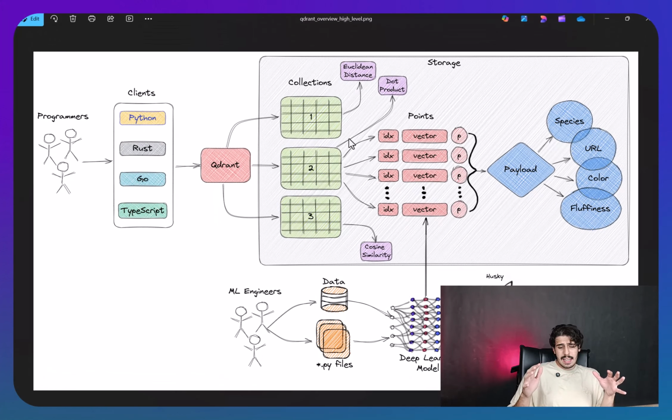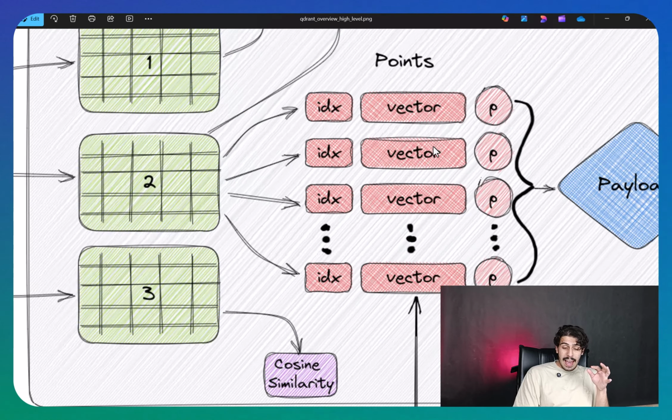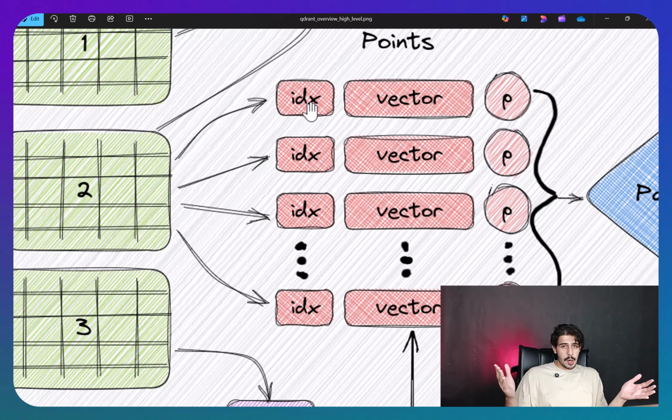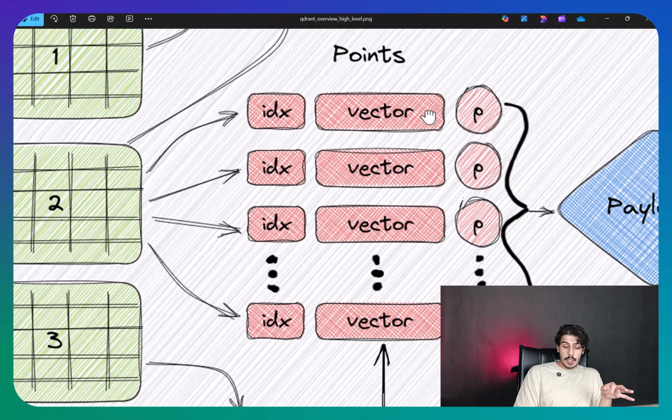In other databases, we have rows and columns, but in these kinds of storage and databases, we have something called points. What is a point? A point has three different parts. The first one is ID. ID is a unique identifier, and it must be unique. We save it here. That's okay. The second one is vector. Vector is our array of numbers, which we save here. And the third one is payload.